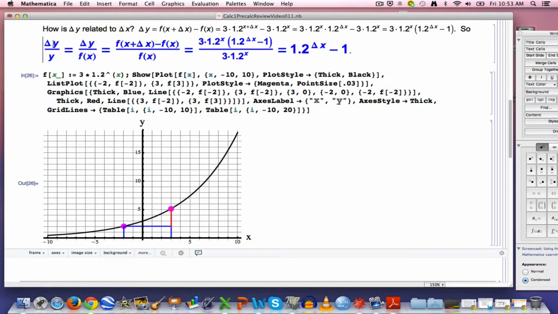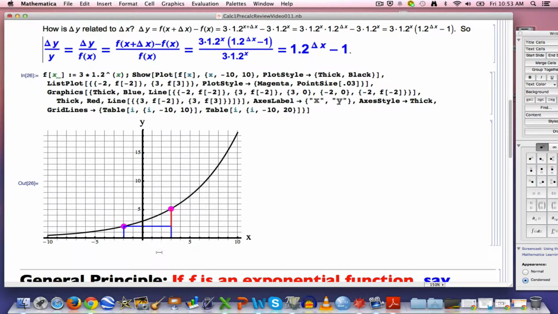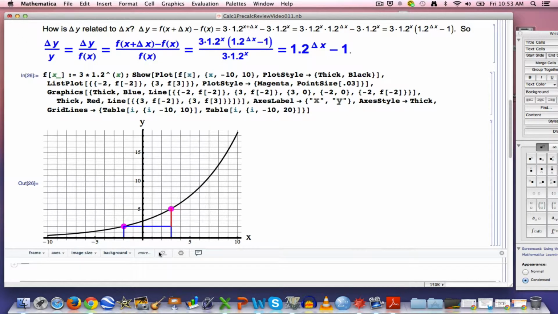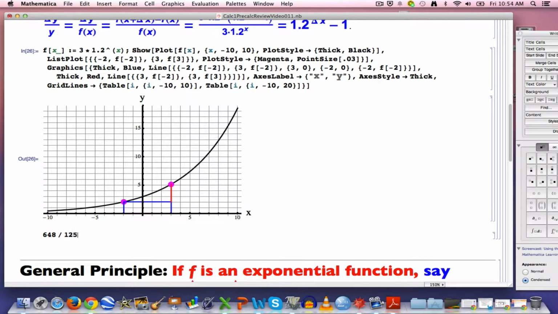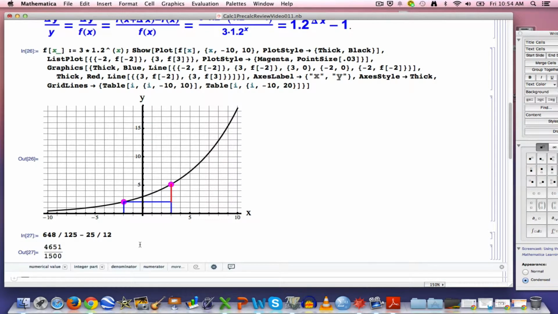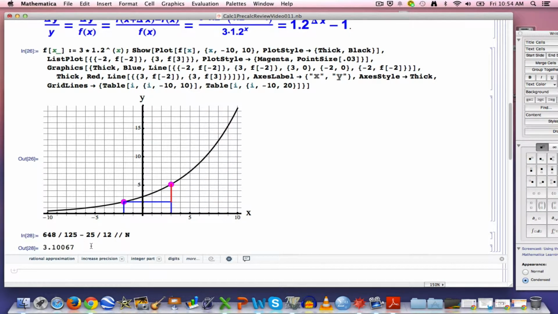What is delta y? Delta y is the length of the red line. It's the change in y. What is that length? 648 over 125 minus 25/12. The difference, the length as a fraction, is that. As an approximation, it's about 3.1. That's the length of this red line.